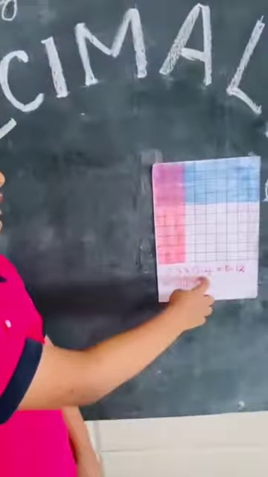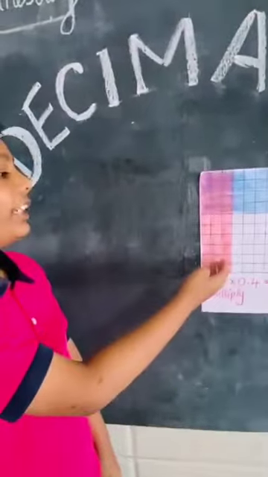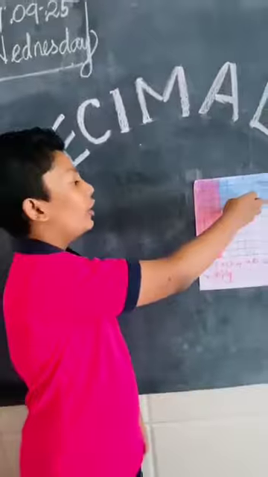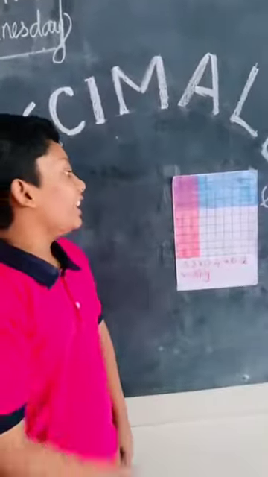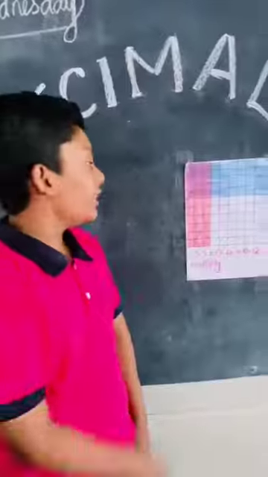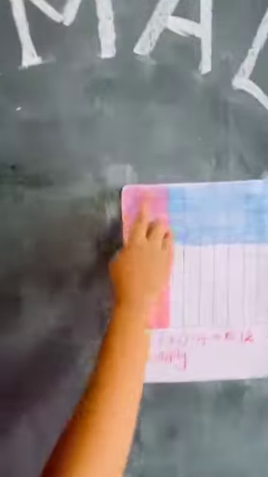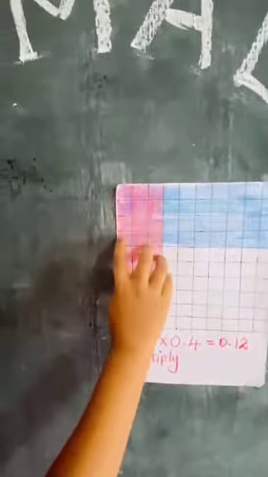Multiply 0.3 and 0.4. Color 3 columns in red and 4 rows in blue. Finally, count the squares which are colored with red and blue. Count: 1, 2, 3, 4, 5, 6, 7, 8, 9, 10, 11, 12.